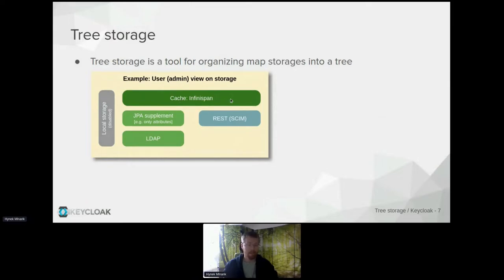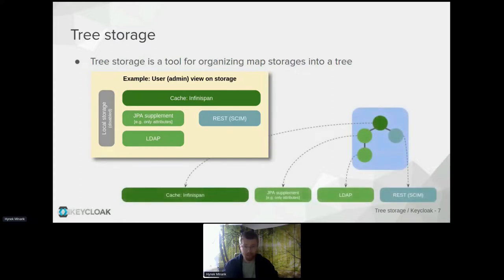cache realized by an internal Infinispan or hot rod connection that would get its source data from two data sources, ultimately an LDAP, which, because it only contains a part of the object, has to be supplemented by some JPA, for example. JPA would only contain the attribute values, and from a REST. Well, that maps basically to a tree. If you check the colors, they should be matching, and you can see how the tree is organized on the picture below. Of course, you can have another layout.